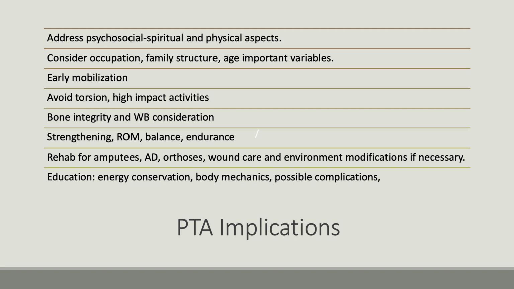PTA implications include addressing psychosocial, spiritual, and physical aspects. Consider the occupation, family structure, and age. Early mobilization is also important. Avoiding torsion or high-impact activities. Bone integrity and weight-bearing considerations are also important. Strengthening, range of motion, balance, and endurance training.